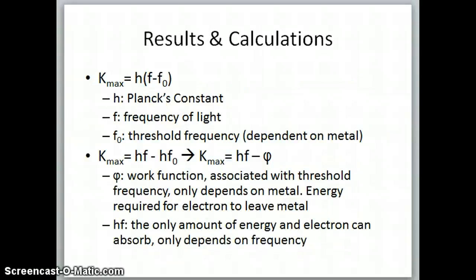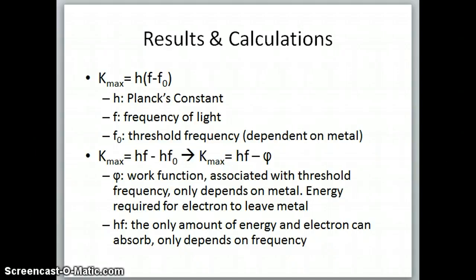Since it's a linear function, we can tag an equation to that where your kinetic energy is equal to Planck's constant times the frequency of the light minus the threshold frequency of the metal. And again, the threshold frequency depends on the metal itself. So whether you have copper, it's the same threshold frequency for all copper, but it would be different for a different metal.